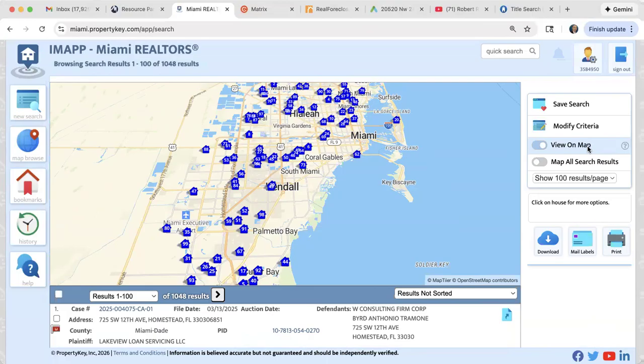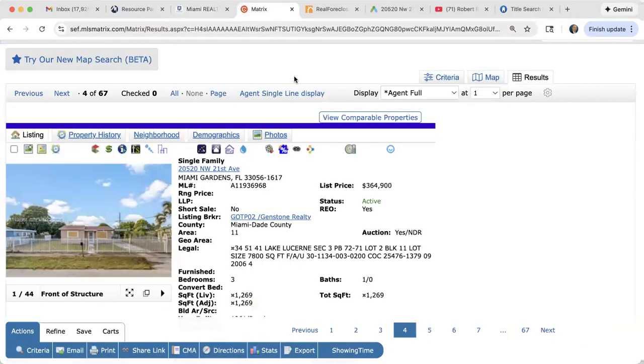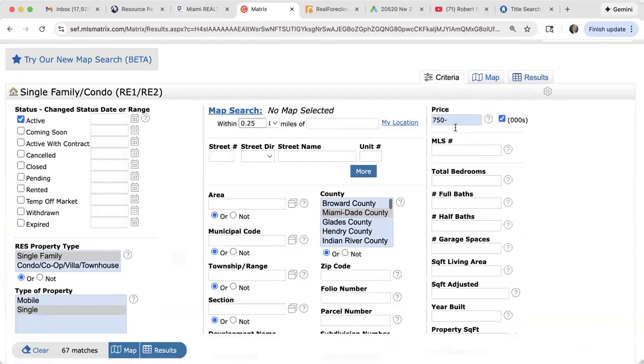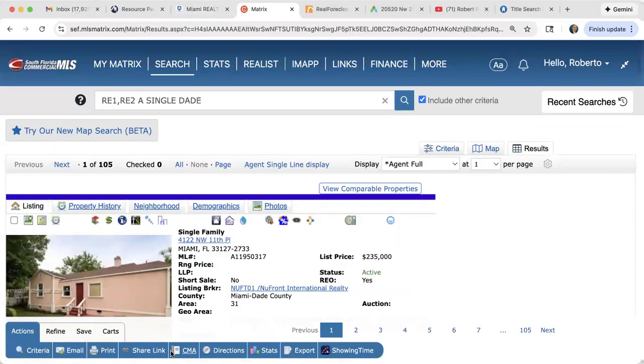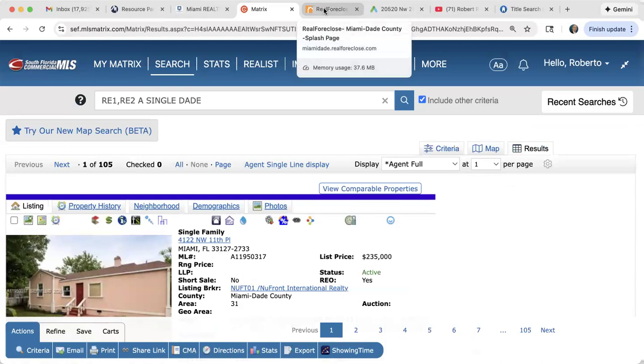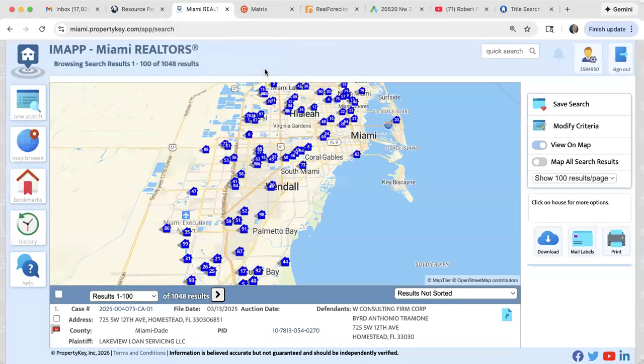If you guys remember correctly, in the MLS, when I did a foreclosure search in Miami-Dade County, well, let's remove the price, right? Let's remove the price. We had a total of 105. So there's 105 REOs for sale right now in Miami-Dade County that are single family home. And there is another 1,048 just this year in process.